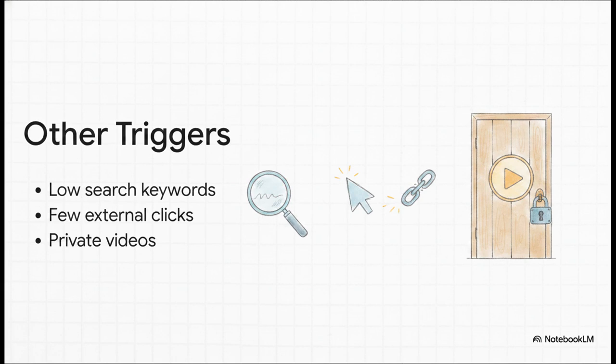Let's rapid fire through a few other really common triggers. For search terms, if you have 90 different keywords that only brought in 1 view each, YouTube hides them. They're only going to show you the top performers.